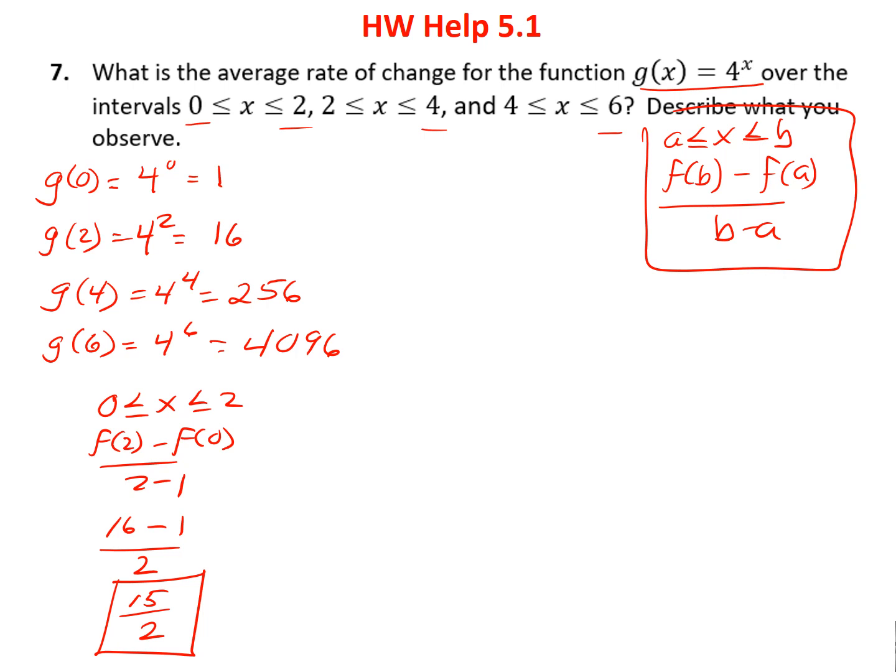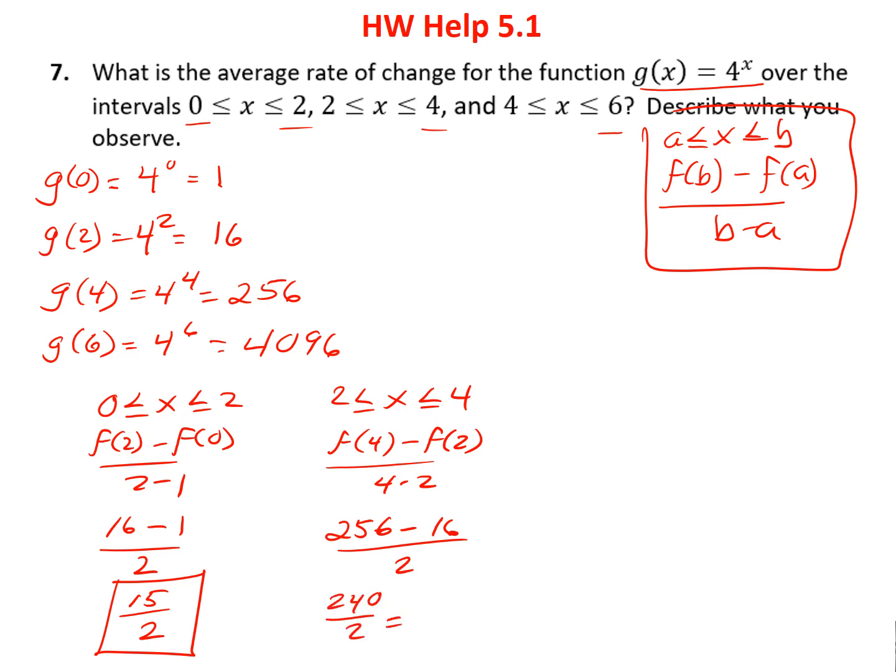Between 2 and 4, we're going to have, what's the function at 4 minus the function at 2 divided by 4 minus 2. So in this case, we're going to have 256 minus 16 over 2. That's going to be 240 over 2, or that's going to be 120. So that's my average rate of change. Notice that the rate of change changed. Here it was 7.5, or just under 8. It went from 8 to 120.